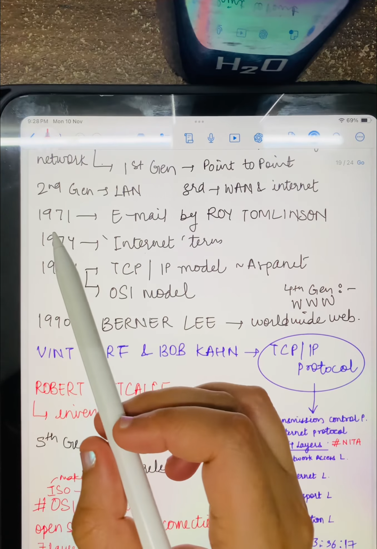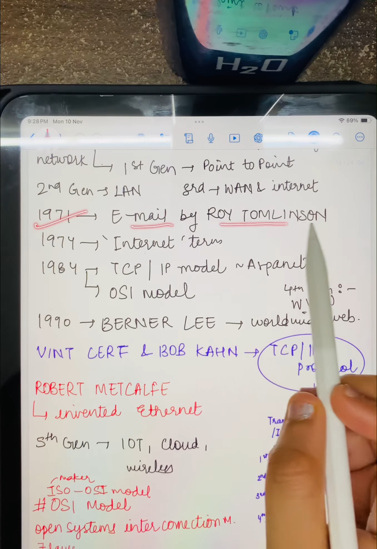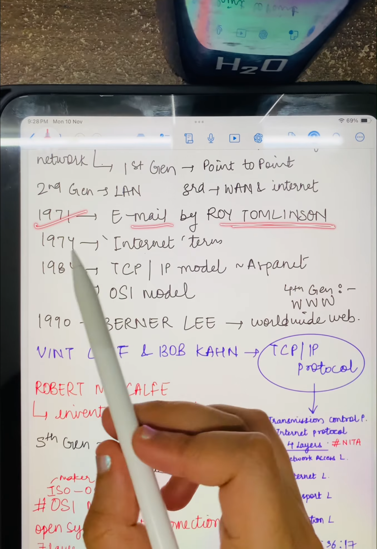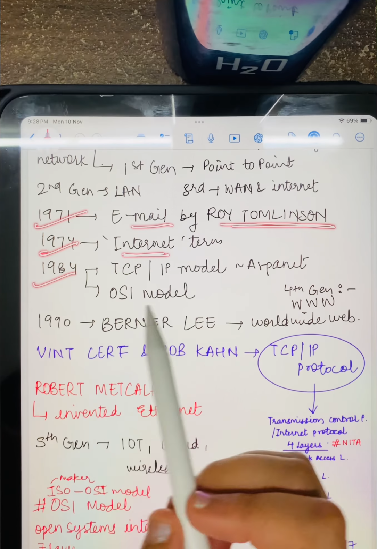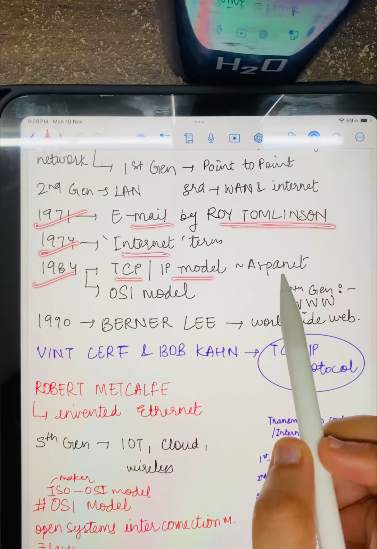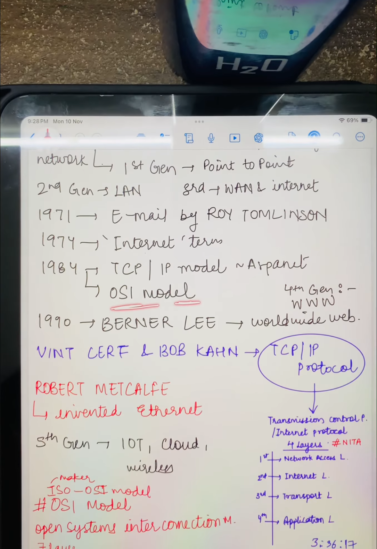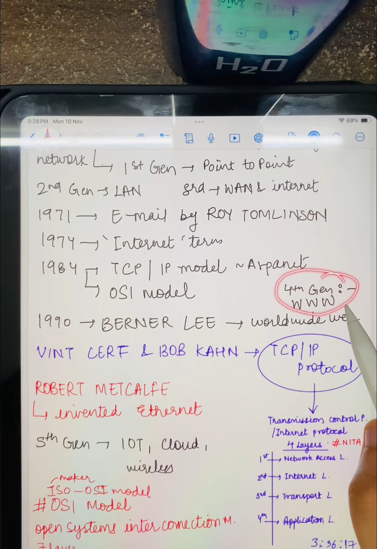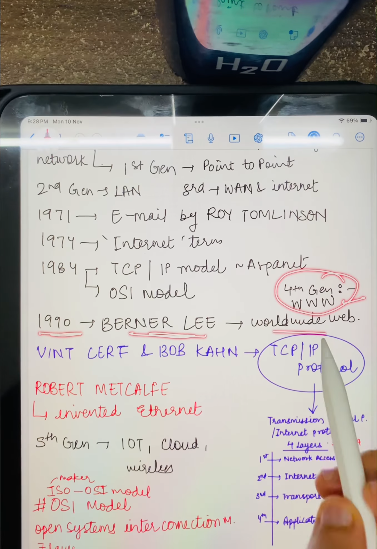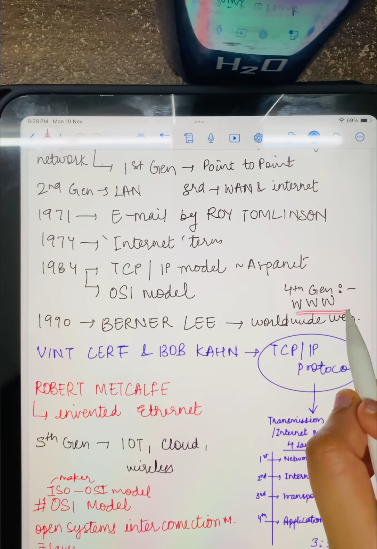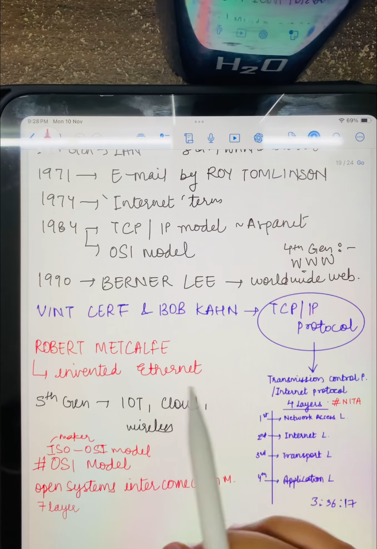So some of the important inventions. 1971, email by Ray Tomlinson. 1974, the term internet was coined. 1984, TCP/IP model by ARPANET. OSI model. Okay. Fourth generation was the World Wide Web. 1990, by Berners-Lee, World Wide Web. We search on www. This is by Berners-Lee, 1990s.